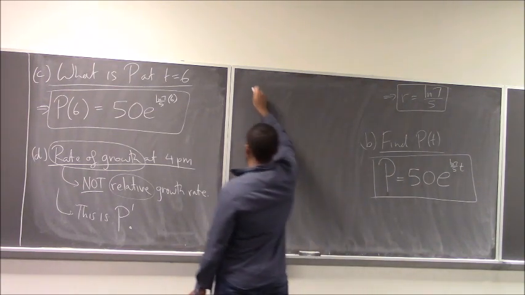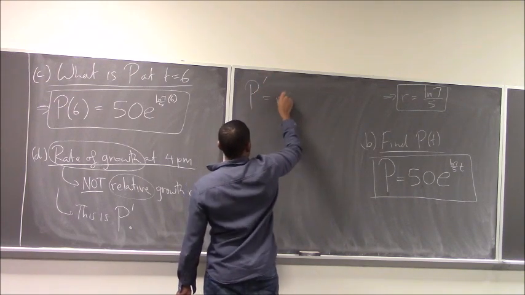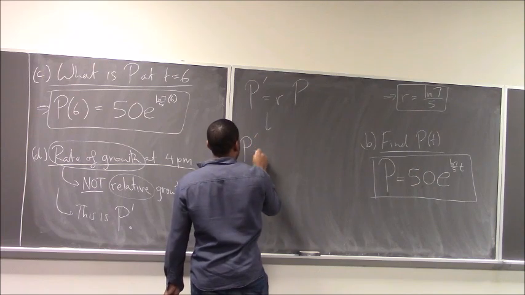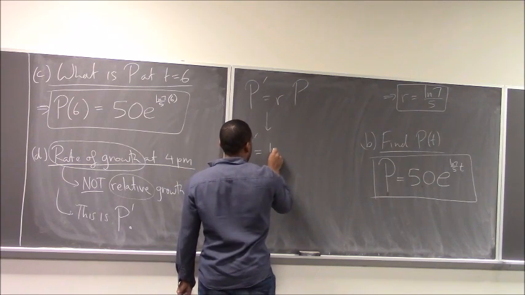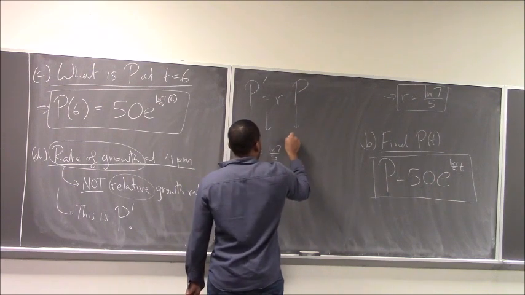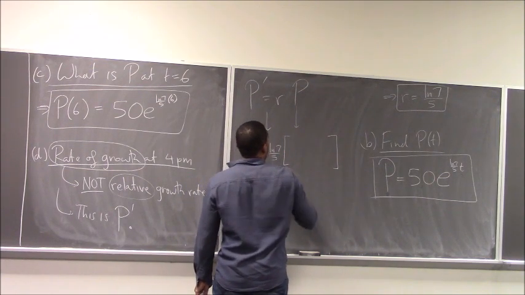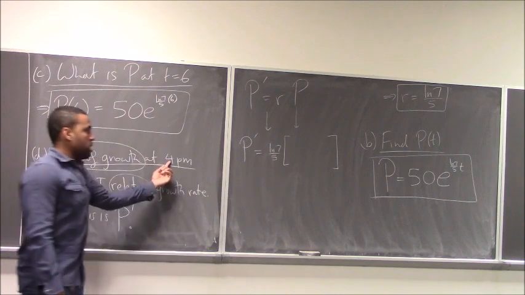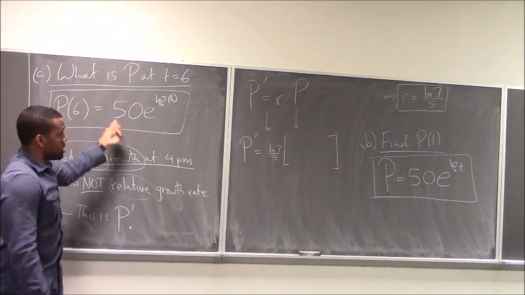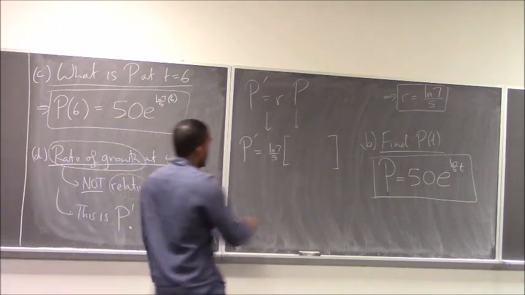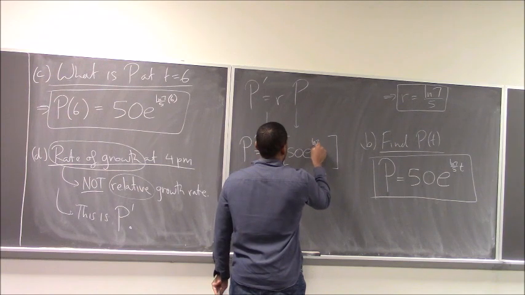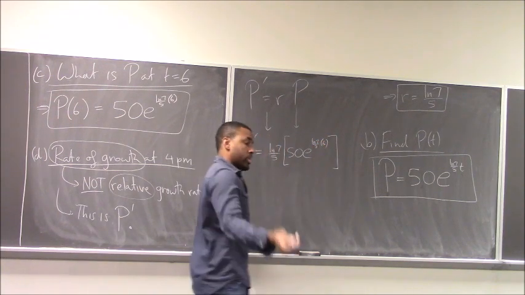And again, this comes from a straightforward formula. This is P prime equals RP. So this means my rate of growth, the R I know, that's ln of 7 over 5. And P, I want it at 4 p.m., so this is pretty much when t equals 6. So this is the size. So it's going to be the current size times that. And that's your answer.